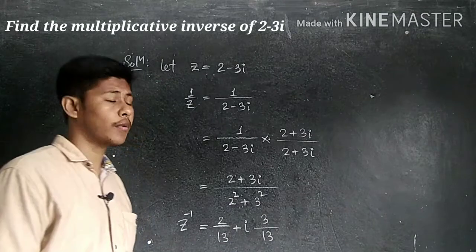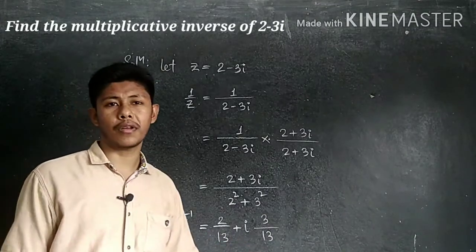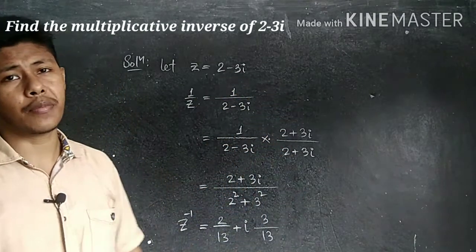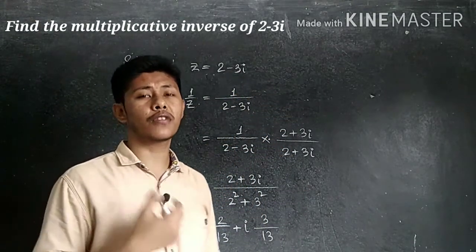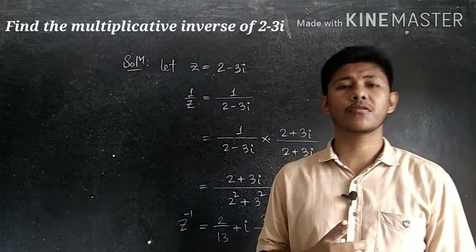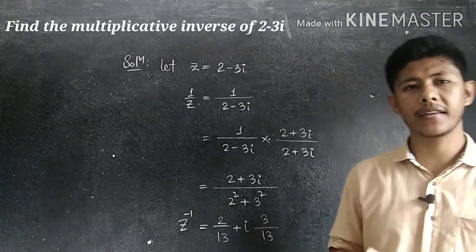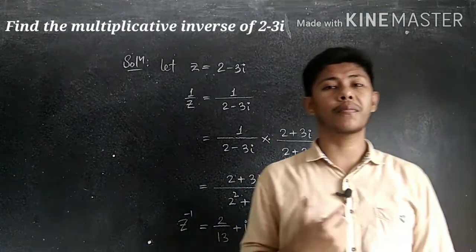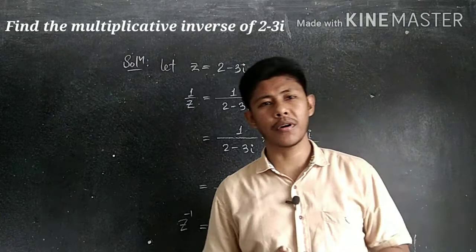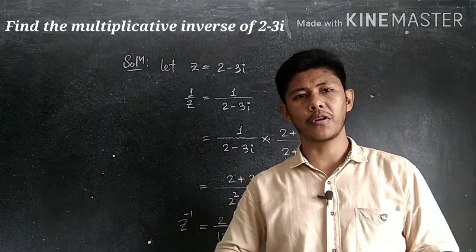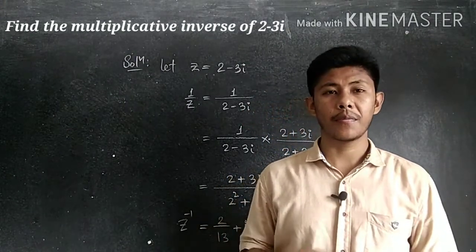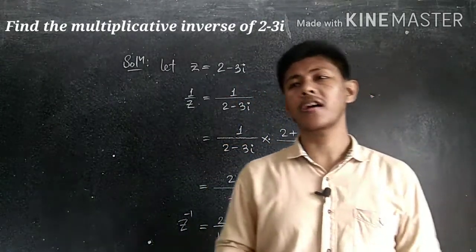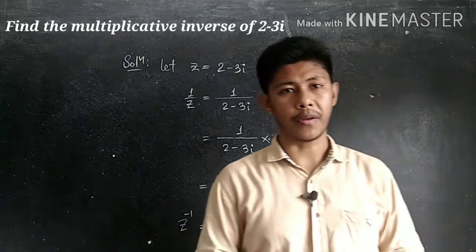In some questions, the question is not given directly in the form of a plus ib, where you have to find the multiplicative inverse. Then what do we do? First of all, we have to convert this into a plus ib form. We first convert the complex number into a plus ib form. After converting, we can find the multiplicative inverse from it. Is it clear?